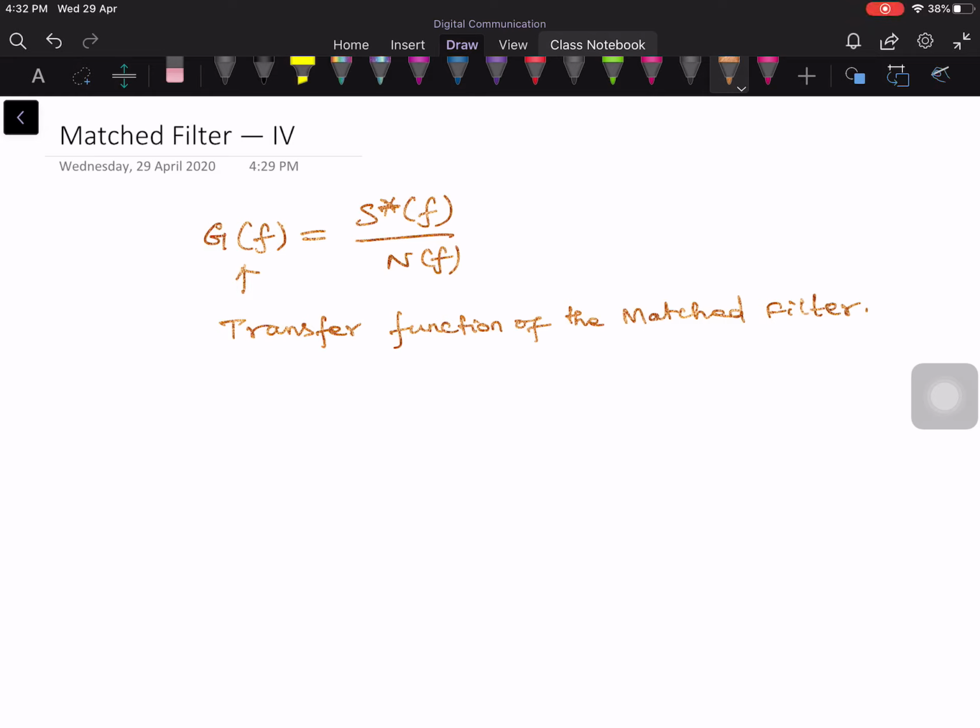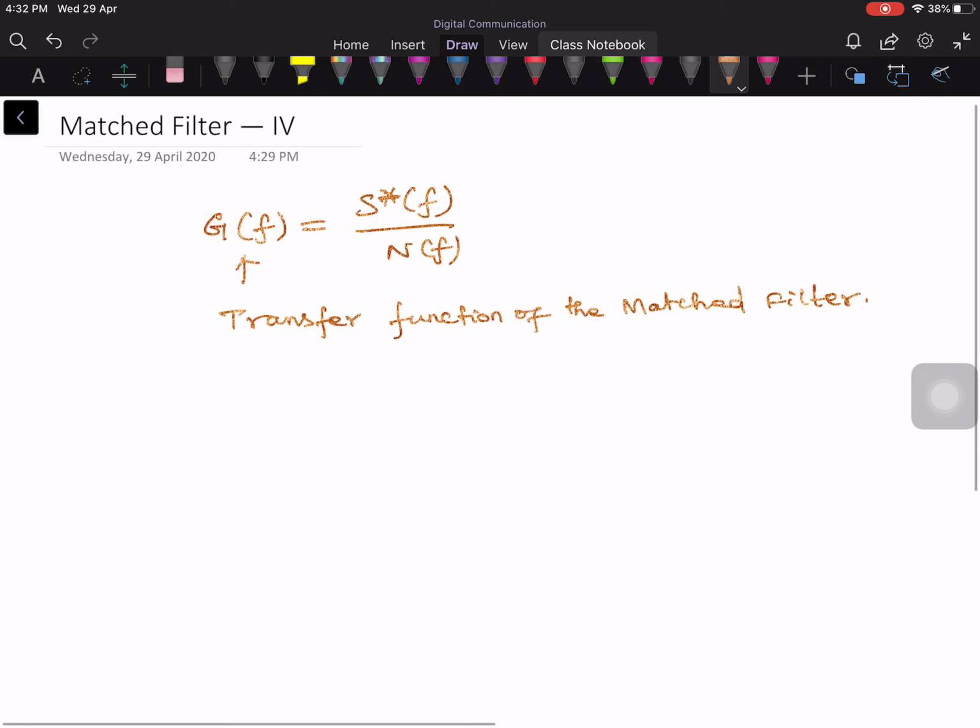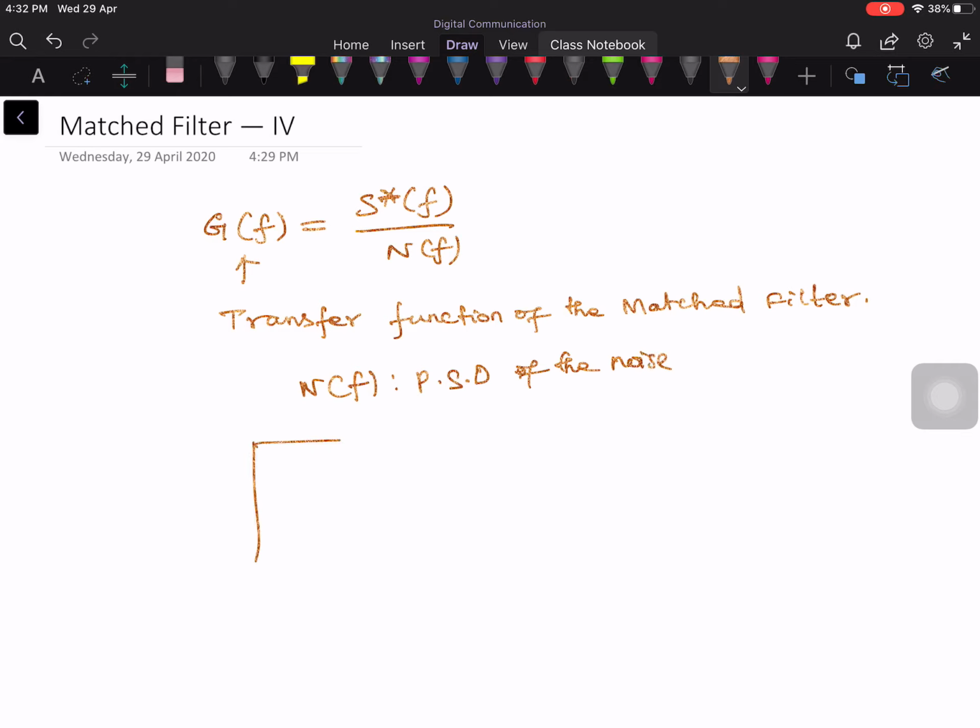This is the continuation of the previous lecture. In the previous lecture, I derived the transfer function of the matched filter in the frequency domain. It is given by G(f) equal to S conjugate of f divided by N(f), and N(f) is the power spectral density of the noise.